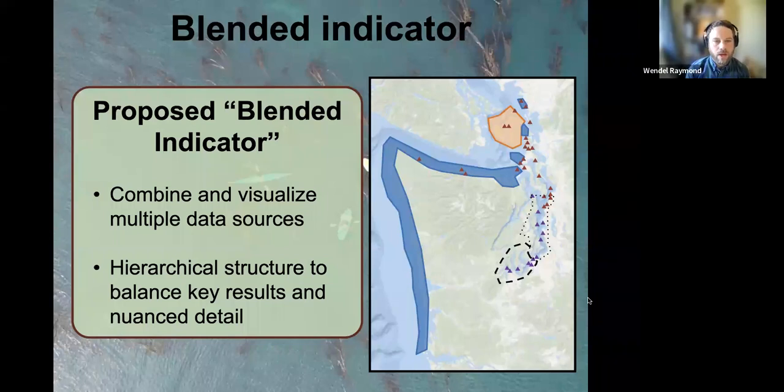Great. So, hi everyone. I'm Wendell Raymond at University of Washington, and I'm gonna be the first to introduce you to our proposed blended indicator.